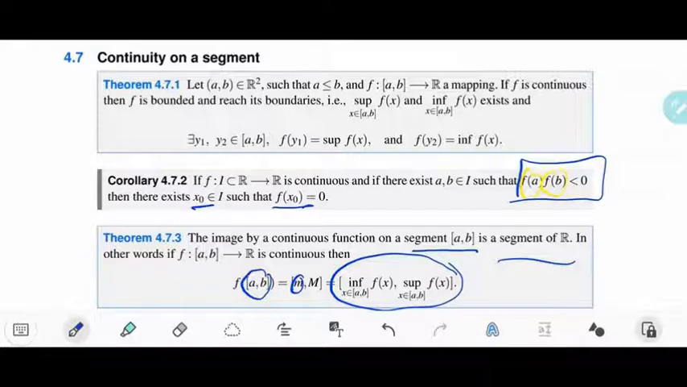So not only the points between f of A and f of B, but also all the points between the infimum and the supremum. So if your function is doing this, then this is A, f of A, and this is B, f of B. Okay, then this is the supremum and the minimum. Any point between the supremum and the minimum has a pre-image.